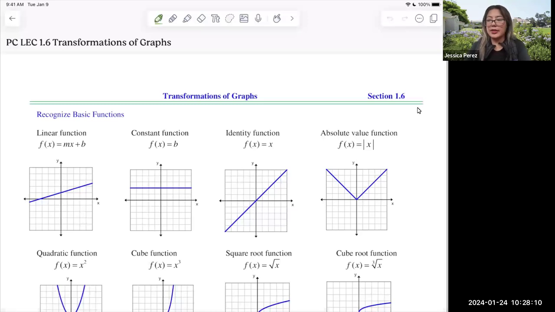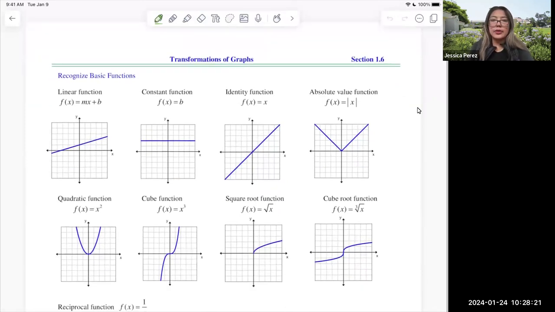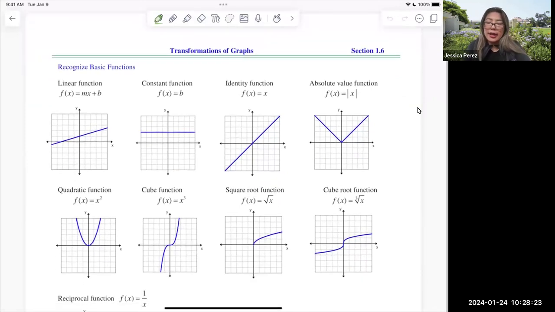So today what we're going to be doing is going over transformations of graphs. And so what we're trying to do is be able to recognize basic functions. And we went over some of these already on the first sections of this course.